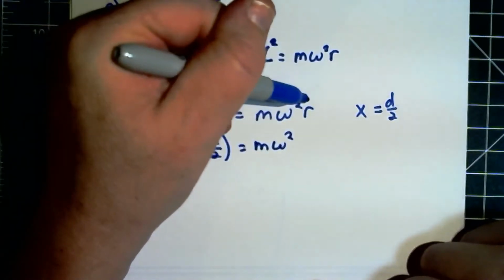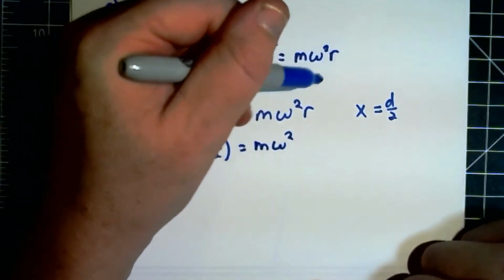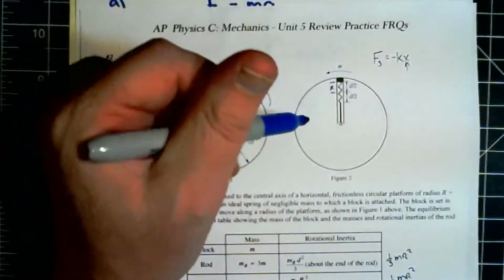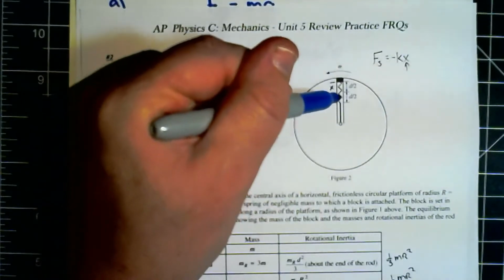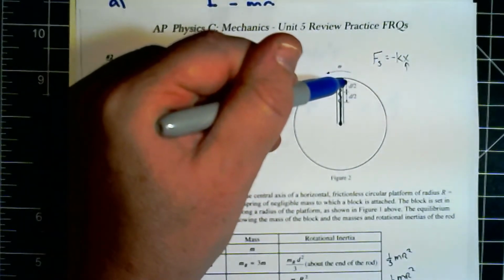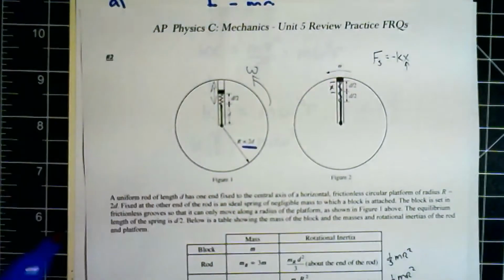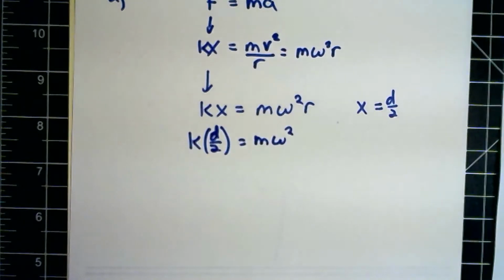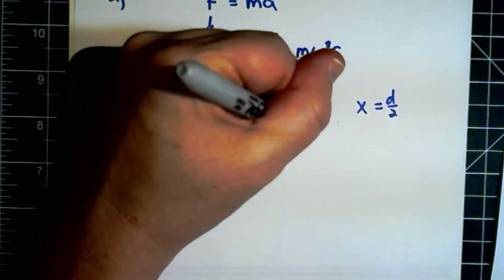Now r is how far away the mass is from the center. So in this case, my r value is going to be all the way out here. This is my r from the center to the edge. Well, that's the radius, which is just 2 times d. So my r value is 2d in this case.